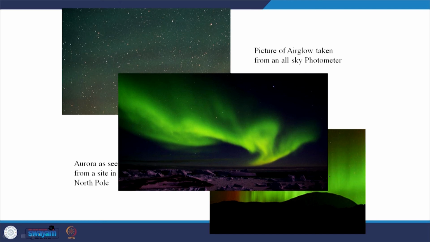Now, these are the images of airglow and aurora. From these images, we can clearly understand that aurora is highly structured and the luminosity of aurora is several times larger than the luminosity of airglow. We cannot see airglow with the naked eye, but we can clearly see the aurora with the naked eye. But the most important thing is that aurora is a phenomenon which occurs in the high latitudes, while airglow is a phenomenon which is persistent throughout the globe.